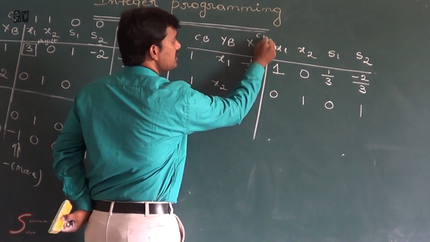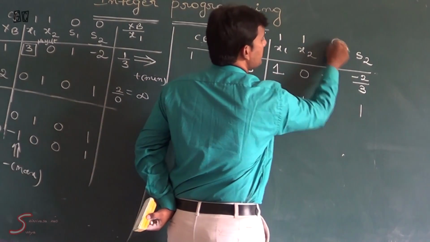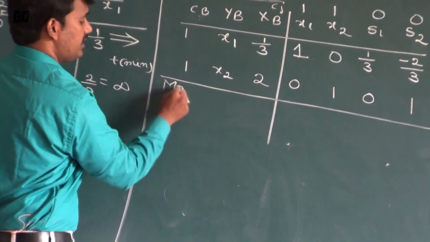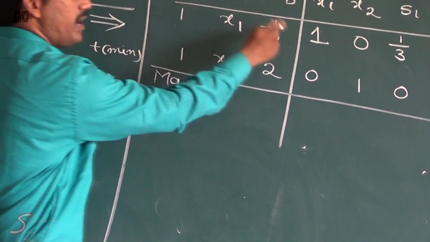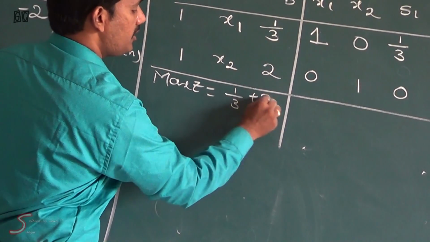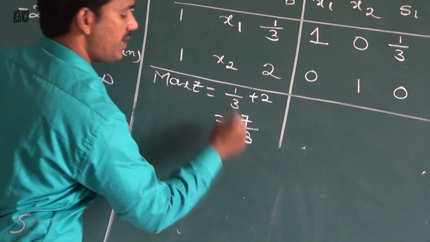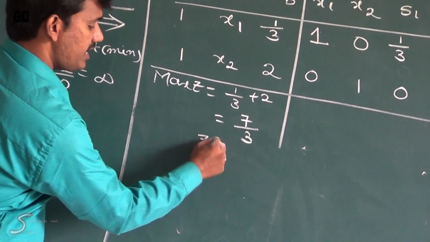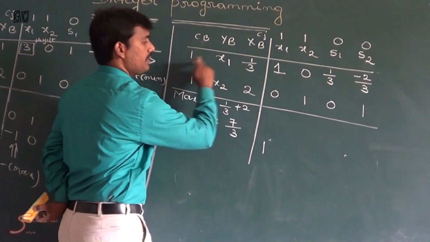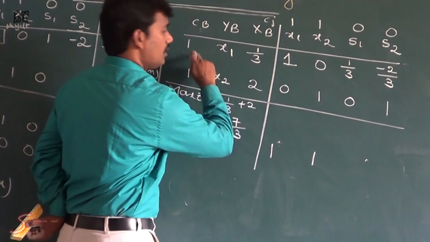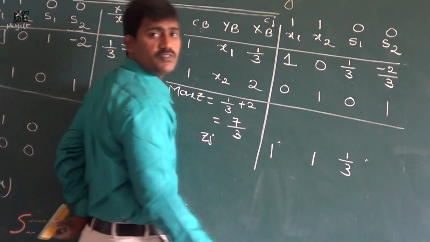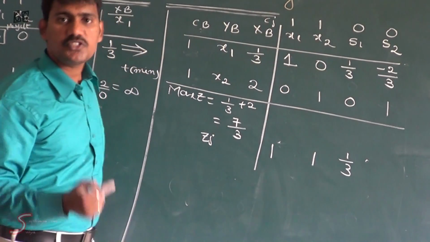Again we have Cj: 1, 1, 0 and again 0. Here we go, the same tempo. The Zj: 1 by 3 plus 2, that is 6 plus 1, that is 7 by 3. Zj is the summation of Cb into xj: 1 plus 0 is 1, 1 by 3 plus 0 again 1 by 3, minus 2 by 3 plus 1, that is 3 minus 2, that is 1 by 3.